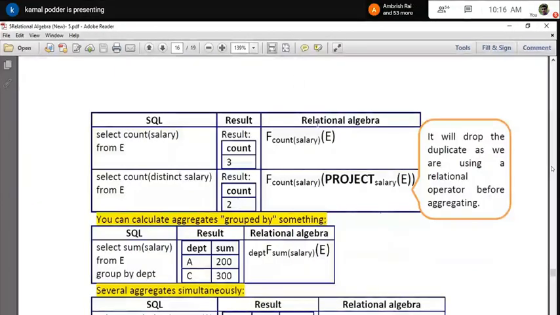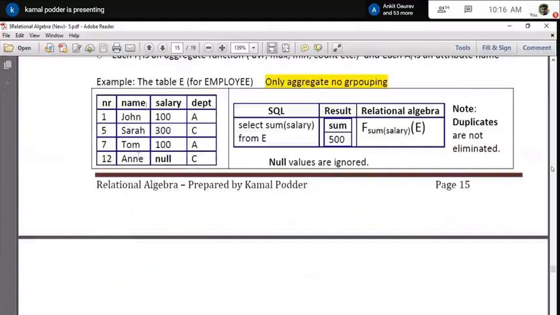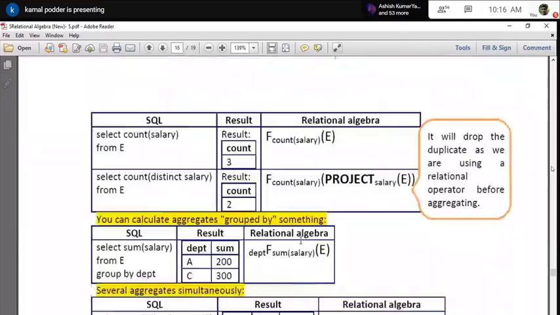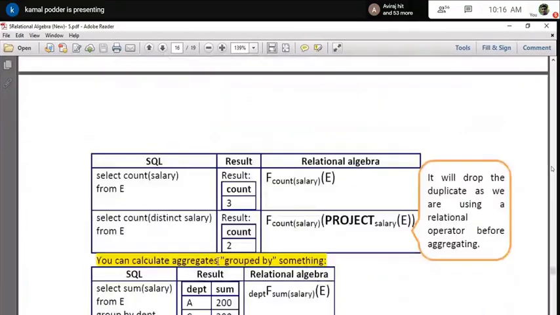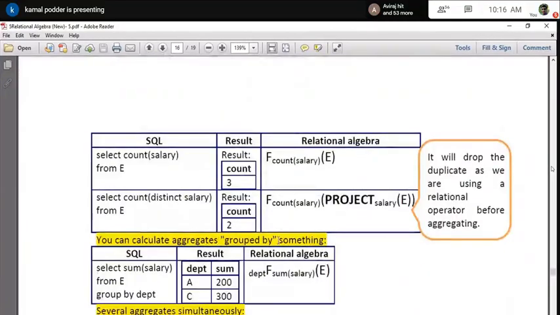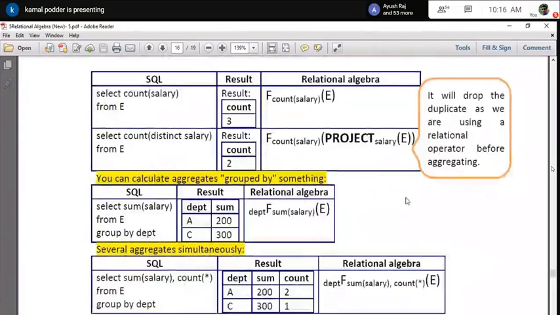But suppose I try to do a projection operation on E. That means if you do the projection operation, you will select only the salary column. Now you see in the salary column there is a duplicate. Okay, 100 here, there is also 100. I'm also picking the salary column. Naturally the project operator will drop the duplicate. That means the result will be only one of the 100s and 300. So if you do that, the record count is 2. Okay, that is the thing we are doing.